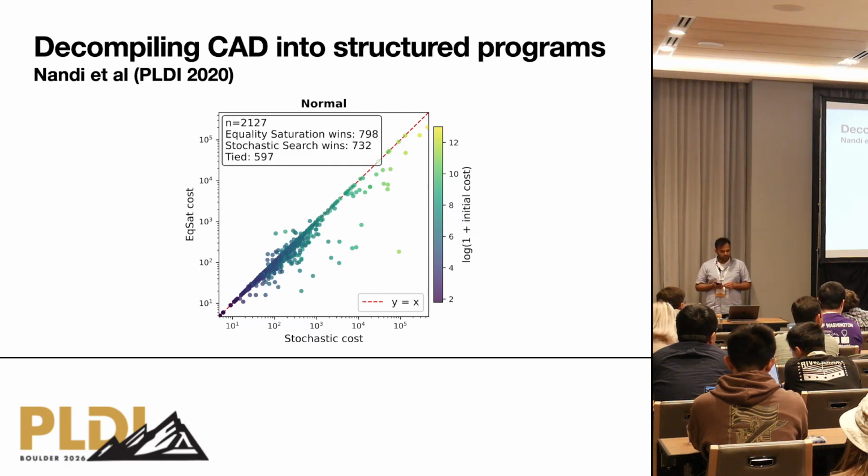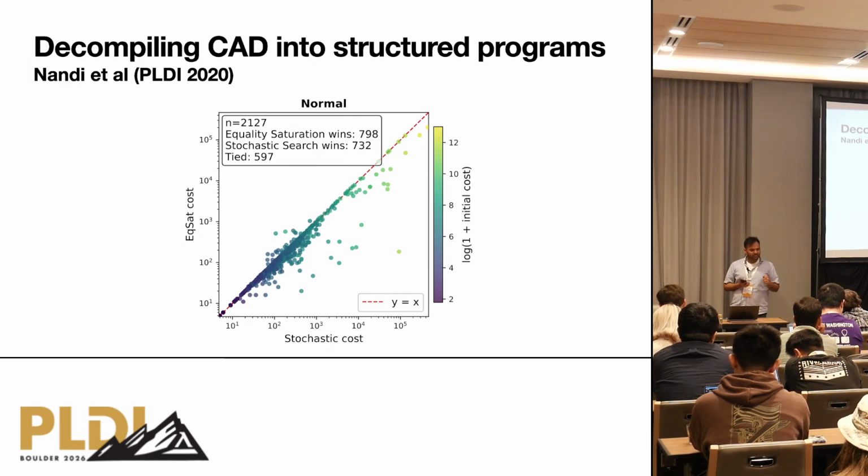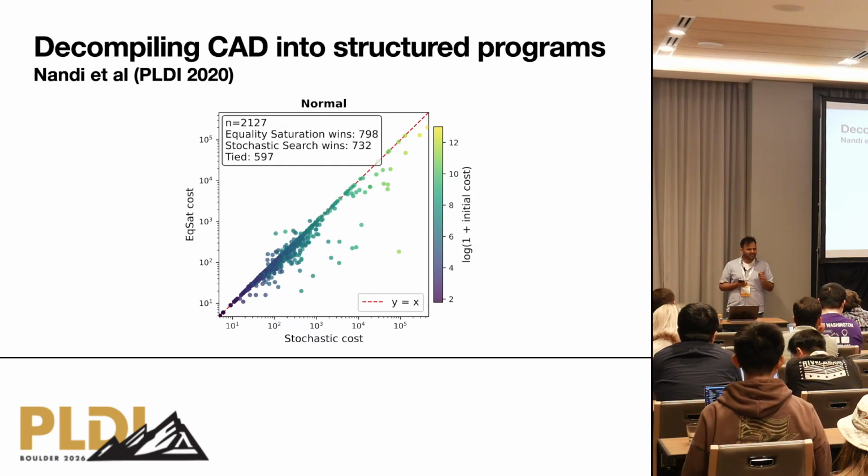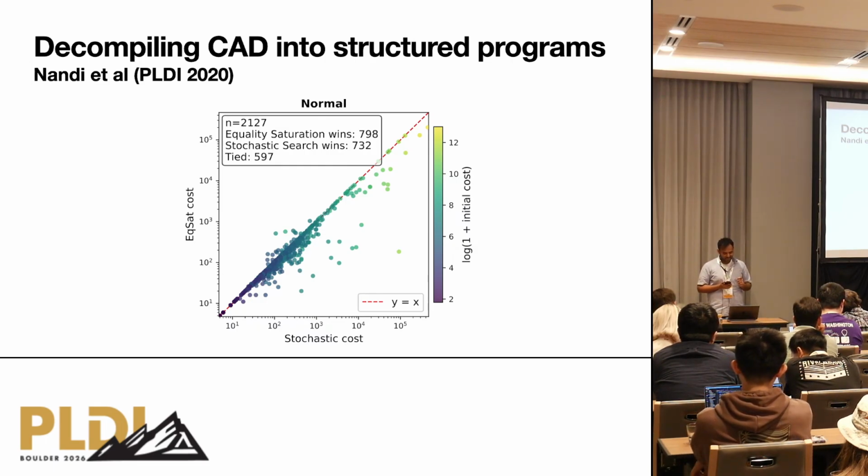So again, I'm going to plot cost of stochastic on the x-axis and the cost of EqSat on the y-axis. And so now we have 2,000 problems. And let's see, on about 600, stochastic and EqSat are tied. So they found a solution of equal cost. EqSat finds a solution of lower cost on about 800 problems, and stochastic finds a lower cost solution on about 700 or 730 problems. So EqSat seems to have a slight edge in this benchmark.